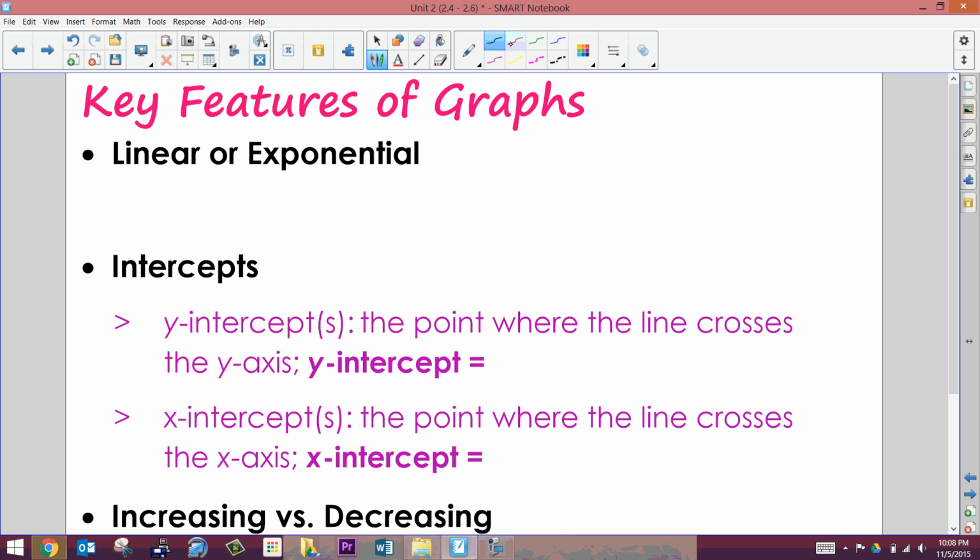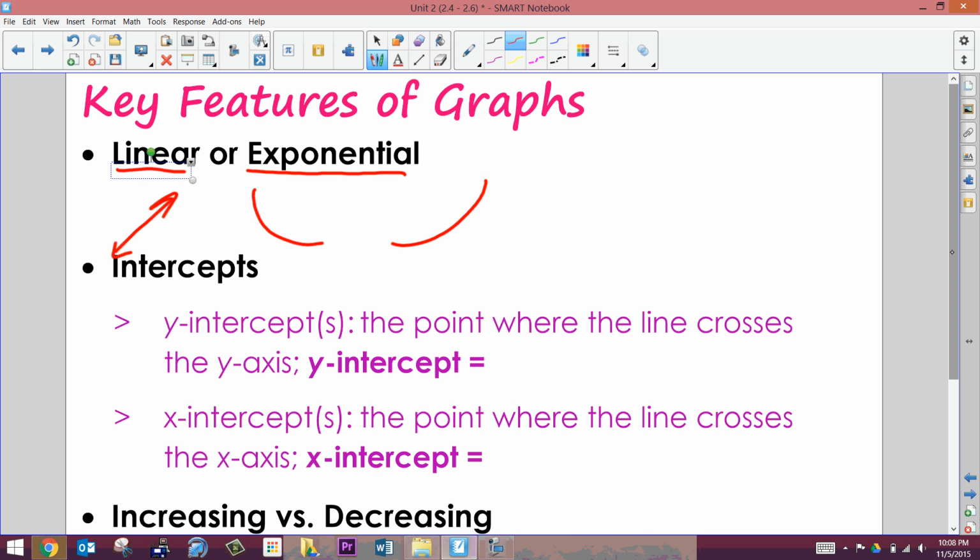So obviously the first thing we always look at is the difference between a linear and an exponential. Again, for a linear we're always looking for a straight line, whereas for an exponential we have some sort of curve, either a decay or a growth. Okay.